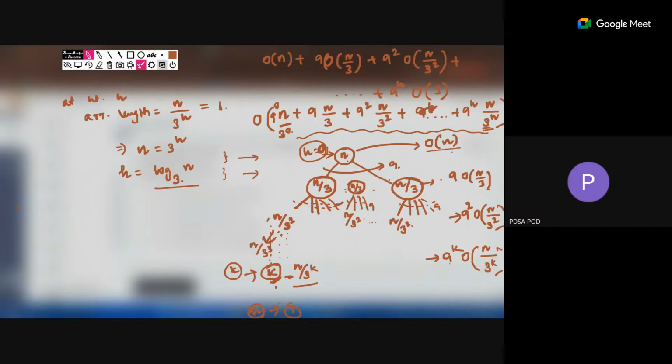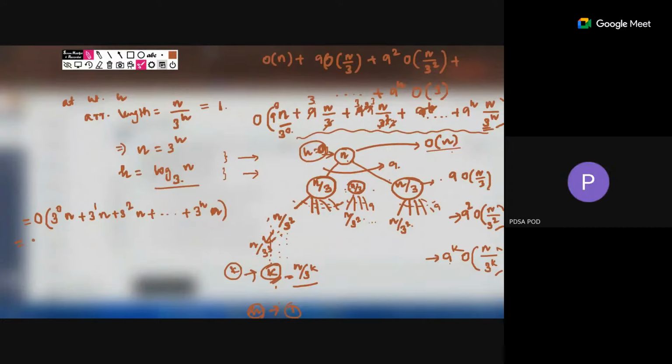Tell me the solution to this GP. I'm rewriting it, cancelling this 3 with this. There are two threes: this is 3 into 3 and this is 9 into 9. I'm cancelling these 3s. So I'm getting 3 to the power 0 times n plus 3 to the power 1 times n plus 3 to the power 2 times n and so on up to 3 to the power h times n. Do you agree to that?